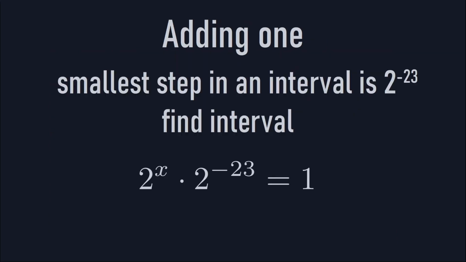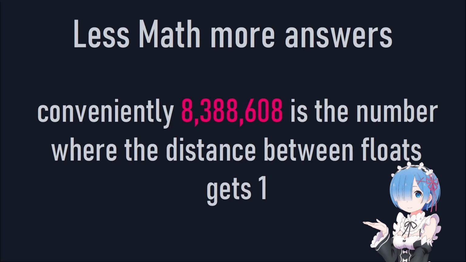So let's start immediately with a big one. From which number on do we lose the ability to add 1 to our variable? The smallest step is 2 to the power of minus 23. And this leads to our question. In which interval do my floats have the distance of 1 to each other? Conveniently, it's the same number as the amount of floating points we have between two boundaries.